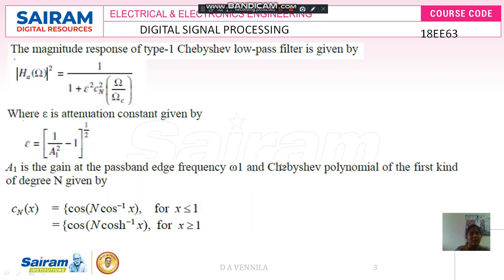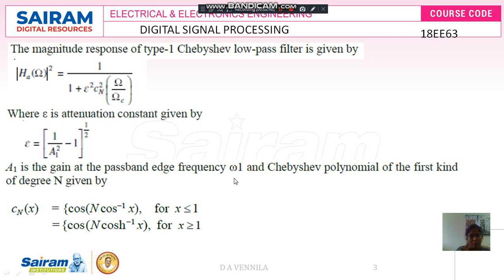Okay, so now this is the magnitude response of the type 1 Chebyshev low pass filter, which is given by modulus of HA of omega whole square is equal to 1 divided by 1 plus epsilon square Cn square of omega divided by omega C. This epsilon is your attenuation constant, and it is calculated by epsilon equal to (1 by A1 square minus 1) to the power 1 by 2, or epsilon equal to square root of (1 by A1 square minus 1), and this A1 is the gain of the passband frequency.